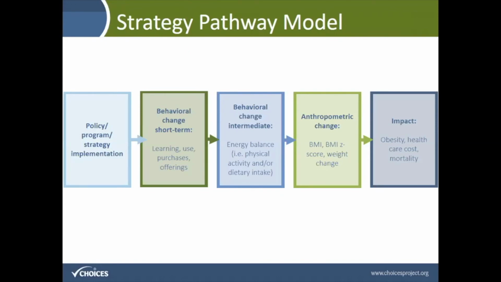We then would see an intermediate behavioral change that's going to impact BMI, like a change in energy balance. So you're either going to see lower calorie intake or higher energy expenditure that's going to then have an impact on BMI. Then that's going to lead to that anthropometric change, so looking for a change in BMI, BMI Z-score, or weight. And that is ultimately going to have impacts on obesity, healthcare costs, and mortality, which is what we end up modeling in the CHOICES microsimulation model.